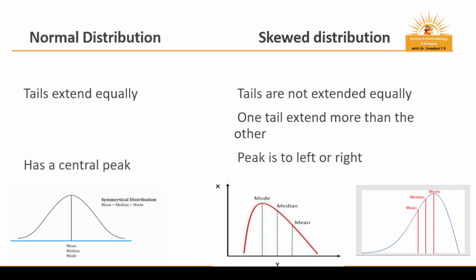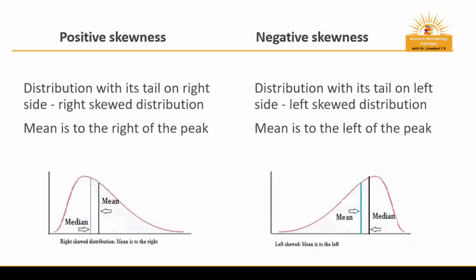So the differences are clear from the picture with normal distribution as well as skewed distribution. Next, we can explore more about skewed distributions. That is positively skewed distribution and negatively skewed distribution. Positively skewed distribution is also called right skewed distribution and negatively skewed distribution is also called left skewed distribution.